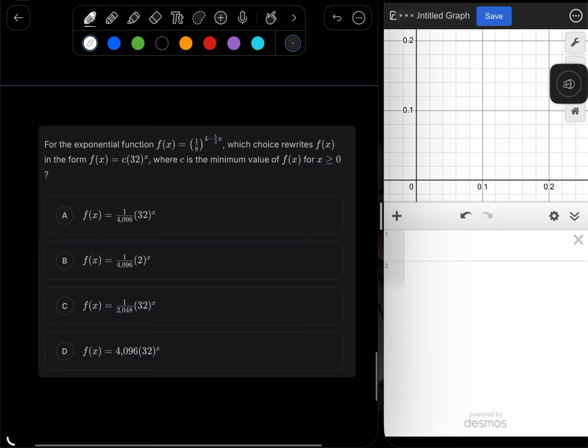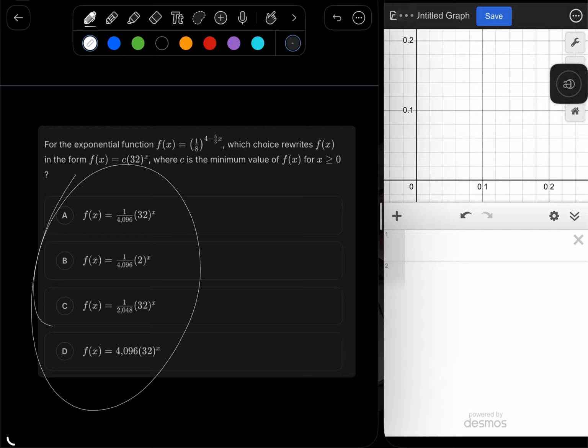Okay, so let's get right in. We have the exponential function f of x equals whatever that is, which choice rewrites f of x in the form f of x equals whatever that is, where c is a minimum value of f of x for x greater than or equal to 0. And they give us these choices.